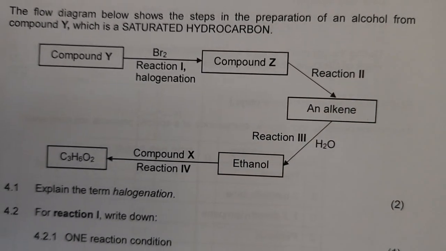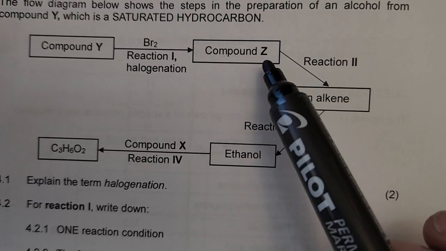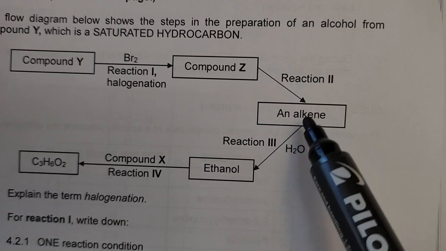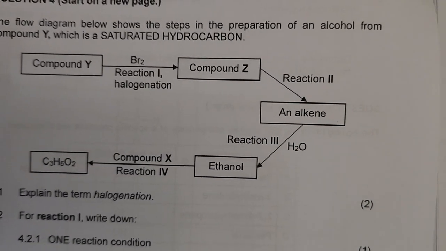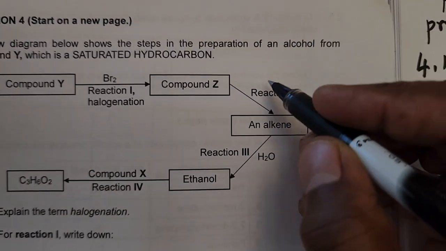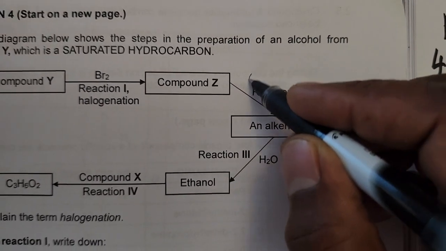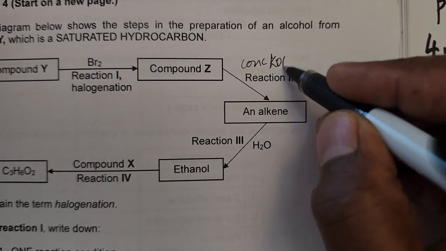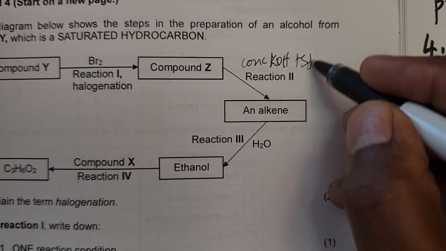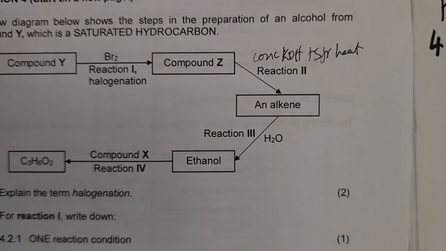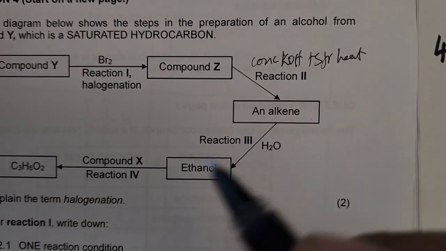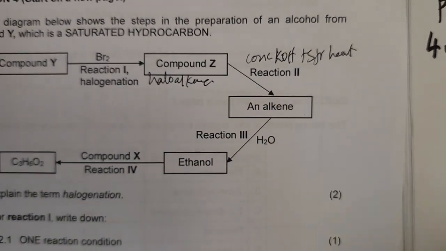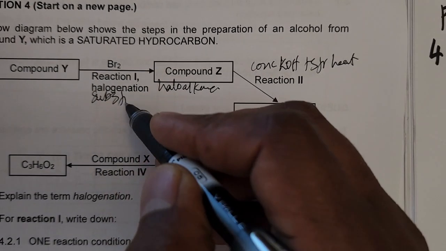Haloalkane can undergo 2 reactions, remember: substitution and elimination. For it to form an alkene, this is elimination. Very important: this is elimination whereby we'll need a concentrated strong base, potassium hydroxide, sodium hydroxide, plus strong heat. Don't forget that reaction condition. Therefore this one says it's haloalkane. Fine. This is substitution.